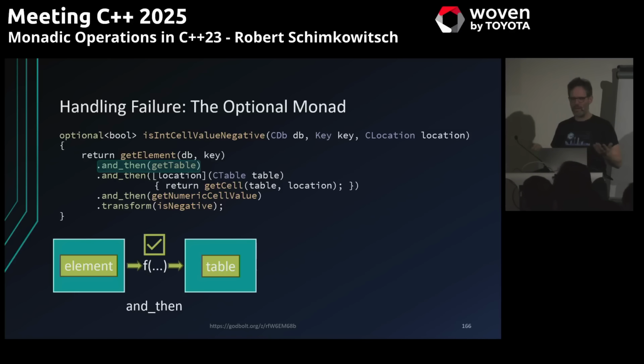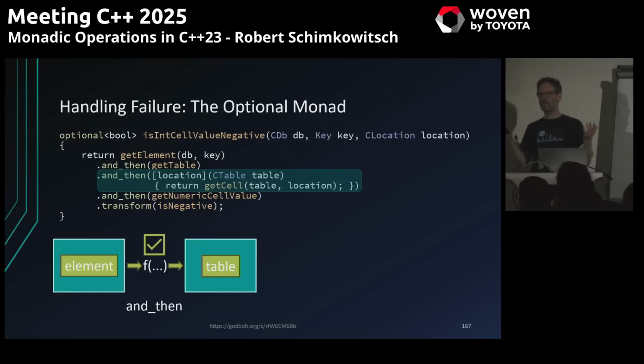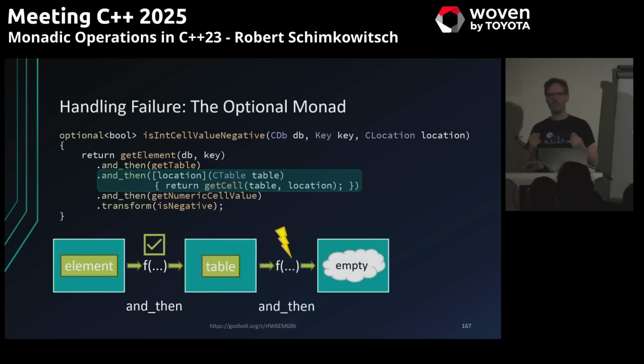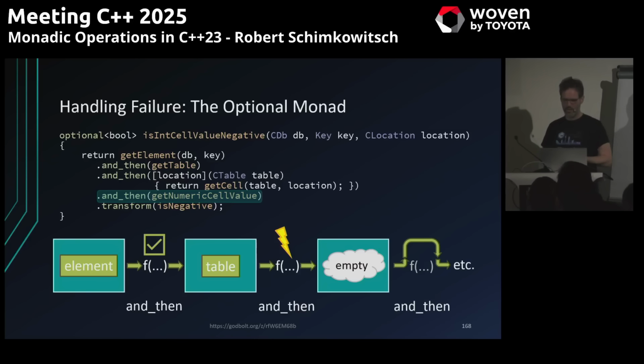Back to our code. So we pass the table in and call and_then with getCell. Now getCell needs a second argument, the location, so we wrap it in a lambda like we saw before. And let's assume it was a bad location, so now our optional is empty. So getNumericCellValue is then bypassed because the optional is empty at that stage, but we still get an optional of integer, an optional of the correct type. It's just as empty as the input was.